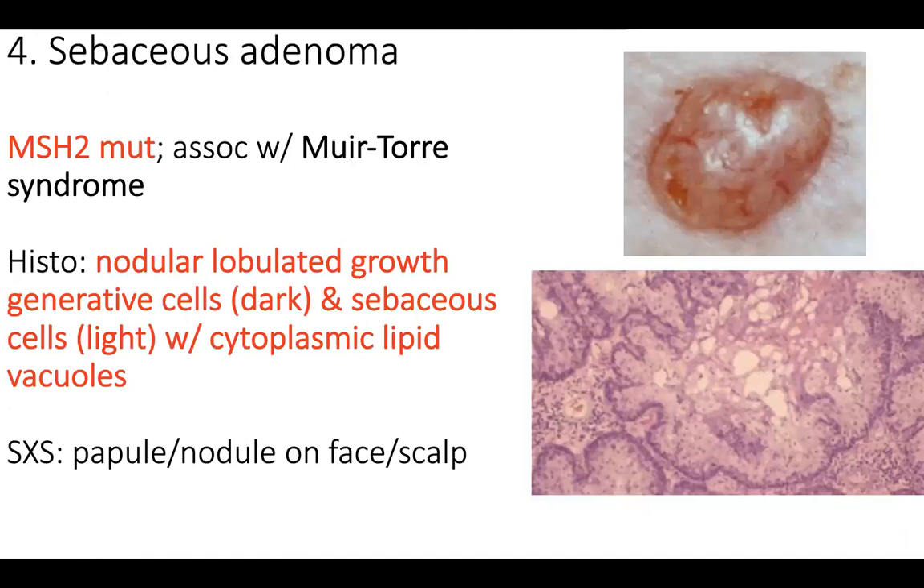Sebaceous adenomas, the mutation is MSH2. It's associated with Muir-Torre syndrome, which we'll talk about. They have this nodular or lobulated growth with germinative cells and sebaceous cells. So the dark color is our germinative cells, and this light color is our sebaceous cells with that cytoplasmic lipid vacuoles, as we can see here. And the papules or nodules are on the face and scalp.